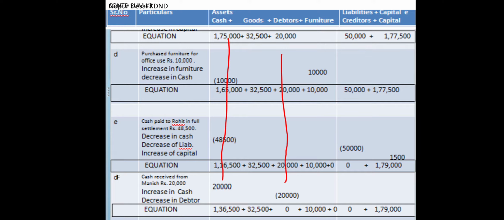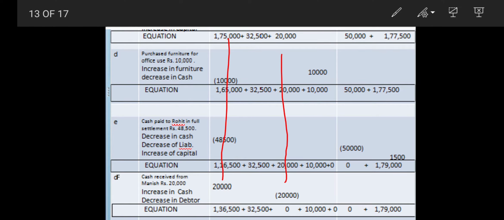So 20,000 will be increasing here and 20,000 here decreases because no more debtors are there in my books of accounts. So ultimately both the sides my total will tally. 1,36,500 plus 32,500 plus 0 plus 10,000 is equal to 1,79,000.